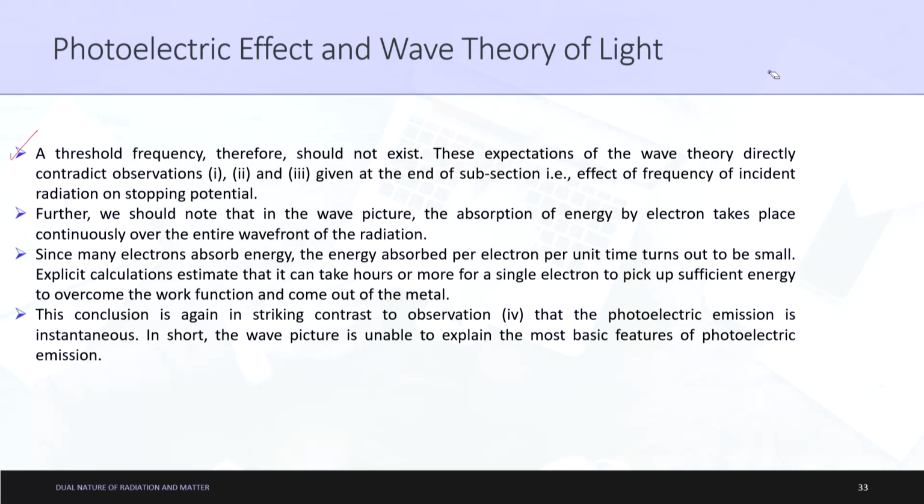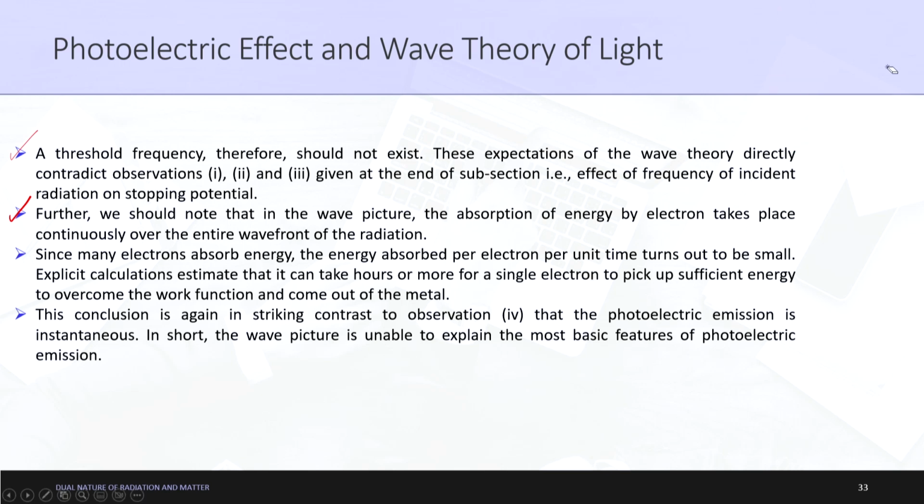Further, we should note that in the wave picture, the absorption of energy by an electron takes place continuously over the entire wavefront of the radiation. Again, a theoretical portion only, so you should just understand this, because the main concept will be after this. You may have heard of the concept of wavefront. This was clearly explained in wave optics. This is a spherical wavefront, and if the radius is increased very high, then the plane wavefront becomes visible. So, these are plane wavefronts. Okay. Let us say this is the direction of propagation and these are the plane wavefronts.